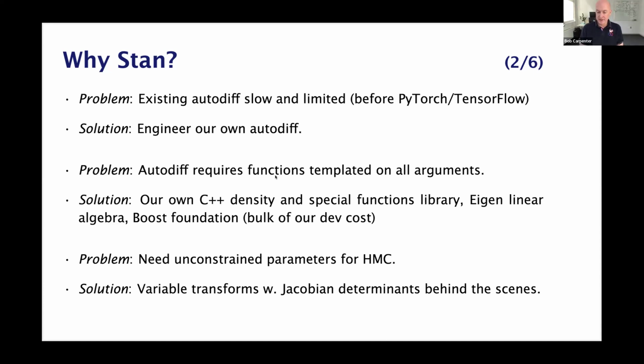Next problem we ran into is we need unconstrained parameters for HMC. You can do HMC by bouncing off walls and things, but if you're going to try to define, like, a positive definite matrix type, you want to be able to transform that into unconstrained parameters. So what Stan does is it automatically applies unconstraining transforms behind the scenes, then inverse transforms those back to the natural scale and applies all that change of variables. So Stan will let you declare a variable to be a positive definite matrix. It will handle all the constraining and unconstraining.